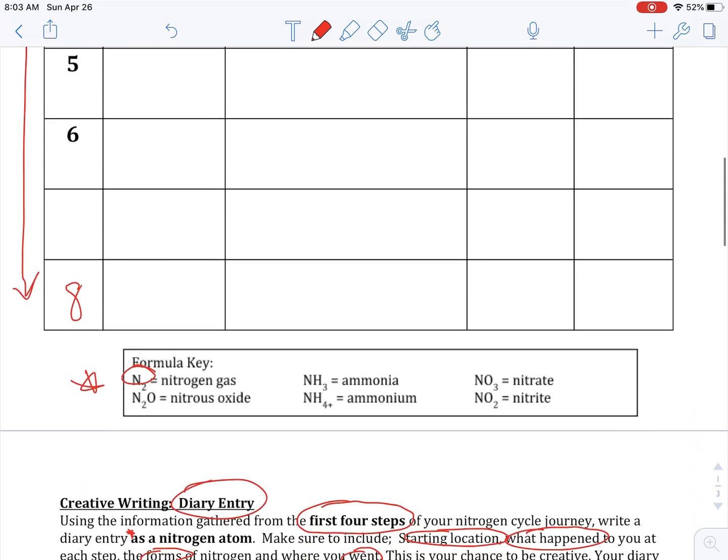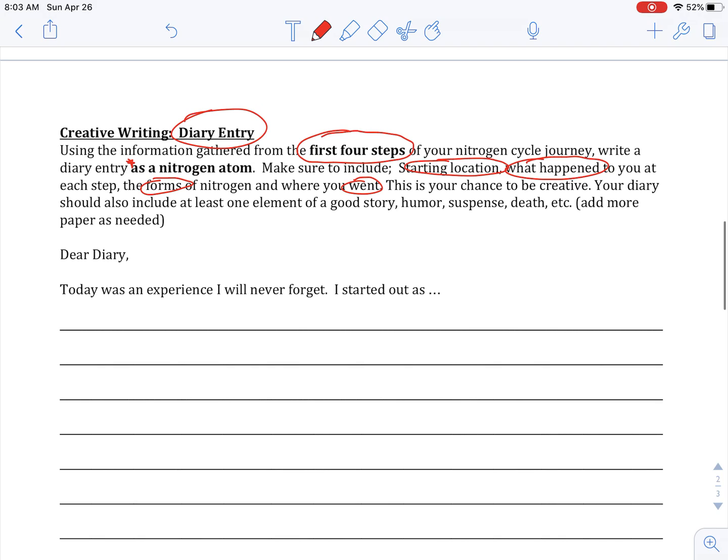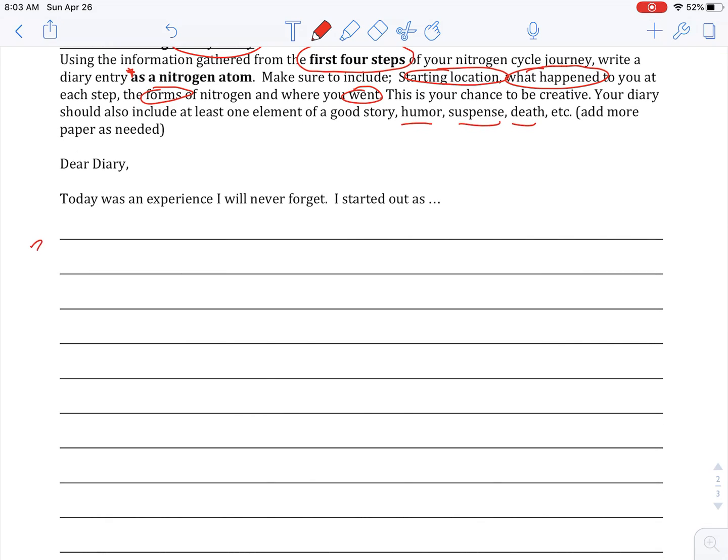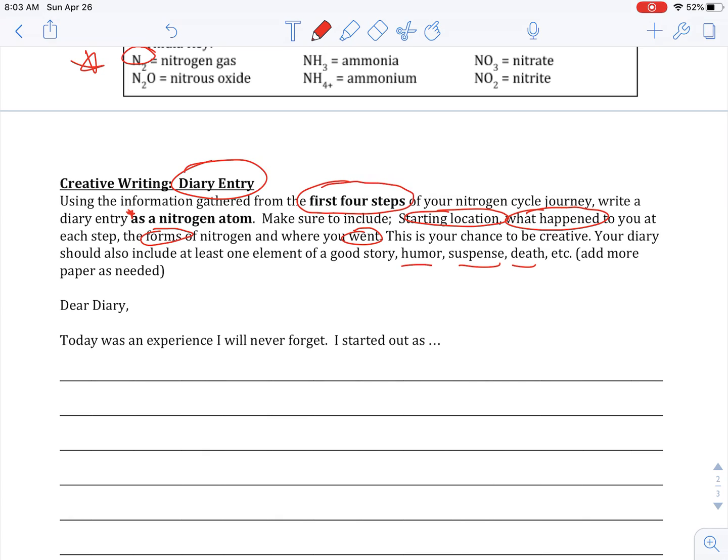Now, this is a diary entry. This is a special assignment, so have fun with it, right? It says make it a good story. Make it funny, suspenseful, make it tragic if you want to, but be goofy with it, have fun with it. Just make sure you include those 4 things from up above. If you want to get silly with it and you want to draw in the margins, make maybe little hearts or whatever the case is. Have fun with that creative writing.